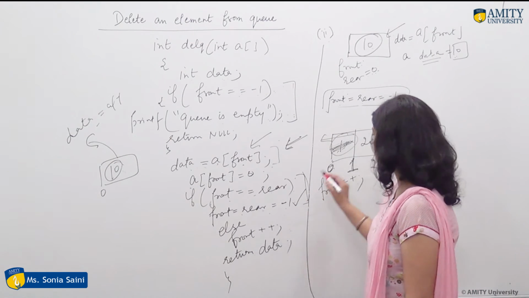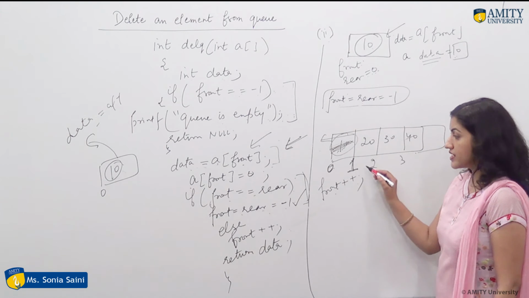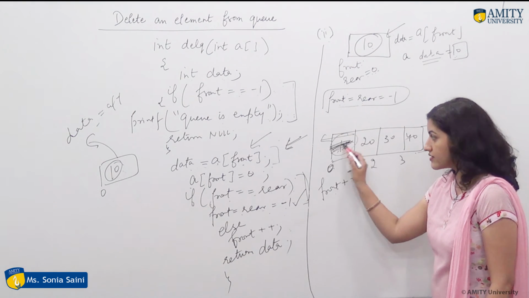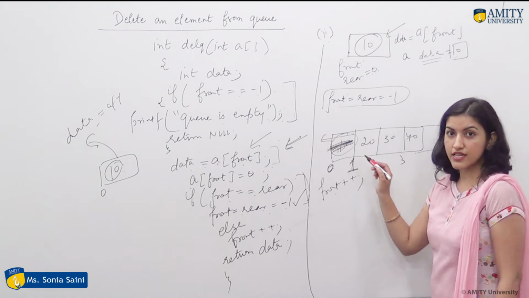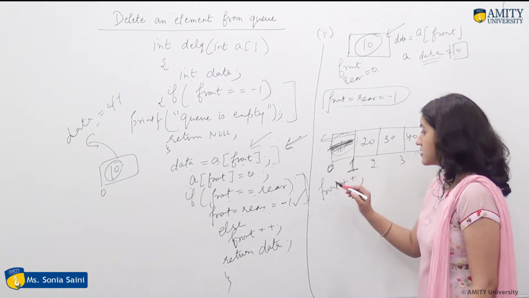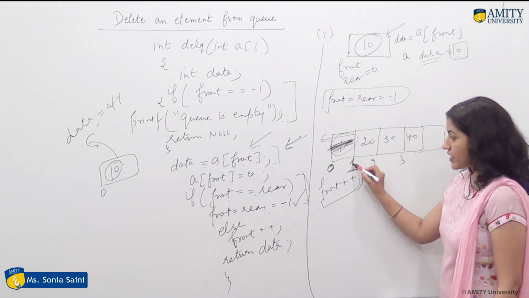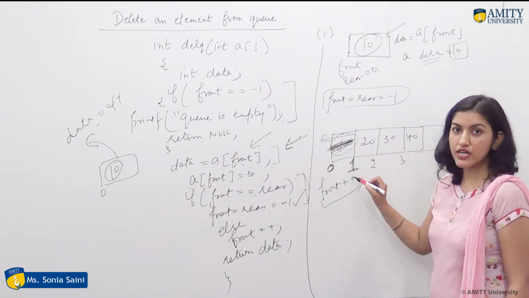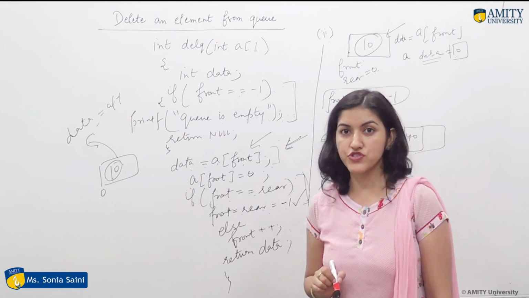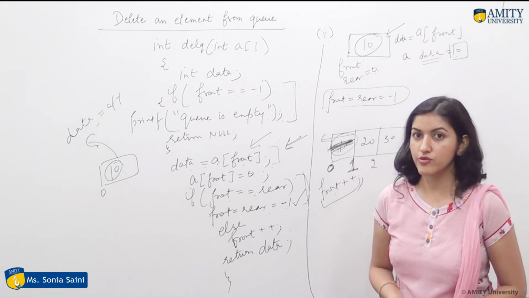And the third condition is this one. If there is more than one element, delete the first one, because deletion always takes place from the front end. When we delete the first one, front is incremented by 1. Now front becomes 1. These are the 3 conditions we have to check. This is how to delete an element from the linear queue.